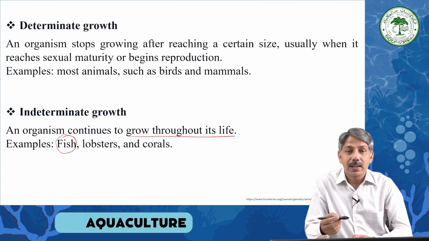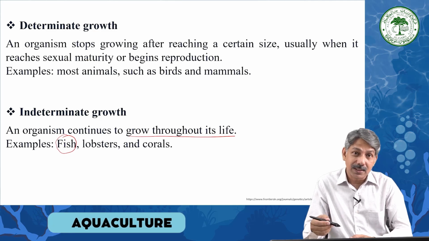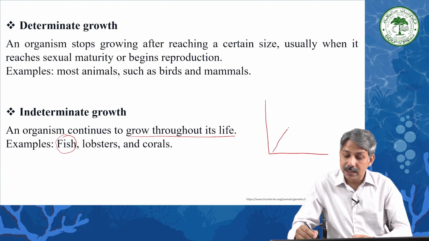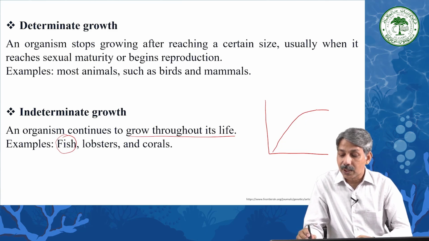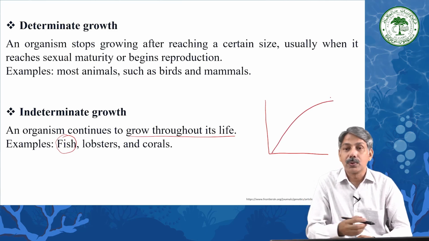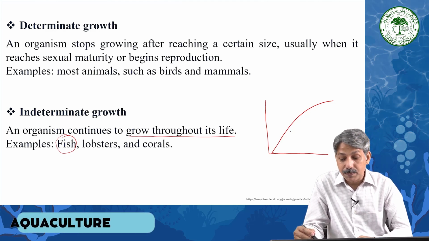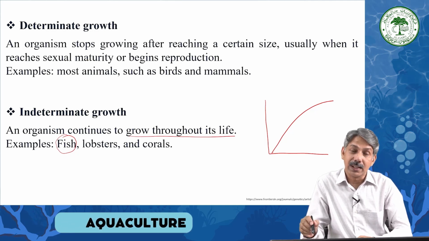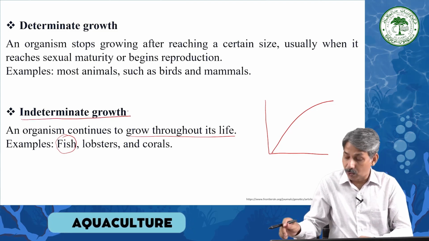If you can recall, I told you regarding the fish growth in different stages of its life cycle. I showed you a graph wherein during early stages of life, fish shows very sharp growth, and then the growth declines. It will go like this, and the growth rate will decline, but will not stop. So, when the fish gets older, the growth rate will slow down, but it will not stop. It will still continue to grow. Such kind of growth may be referred to as indeterminate growth.